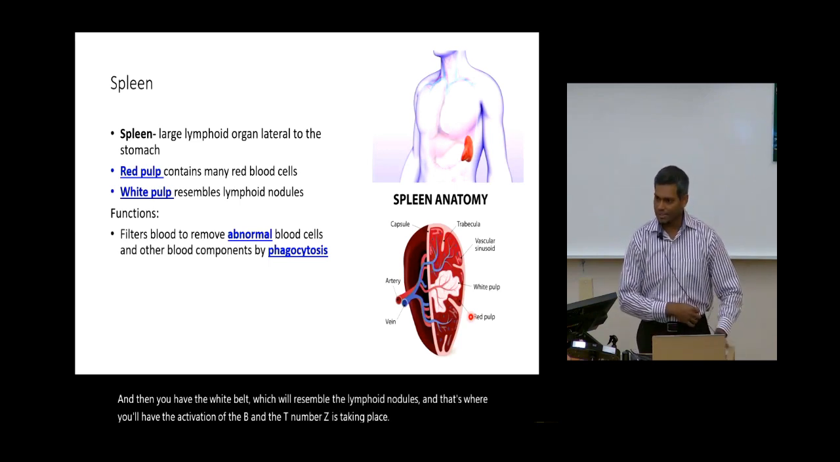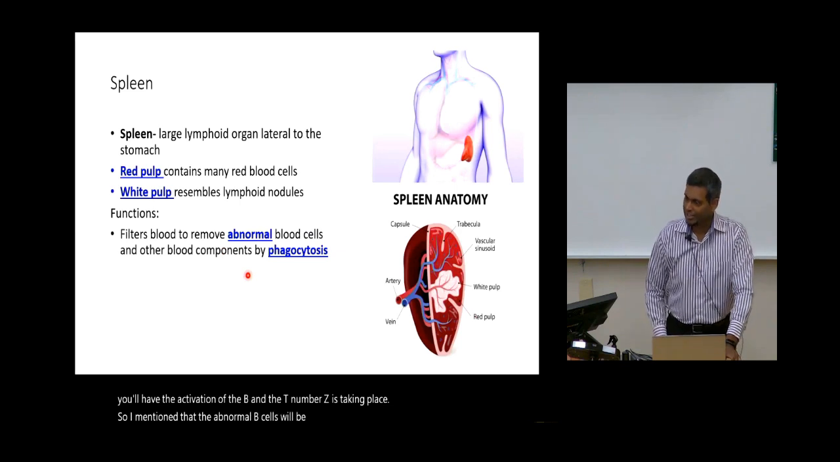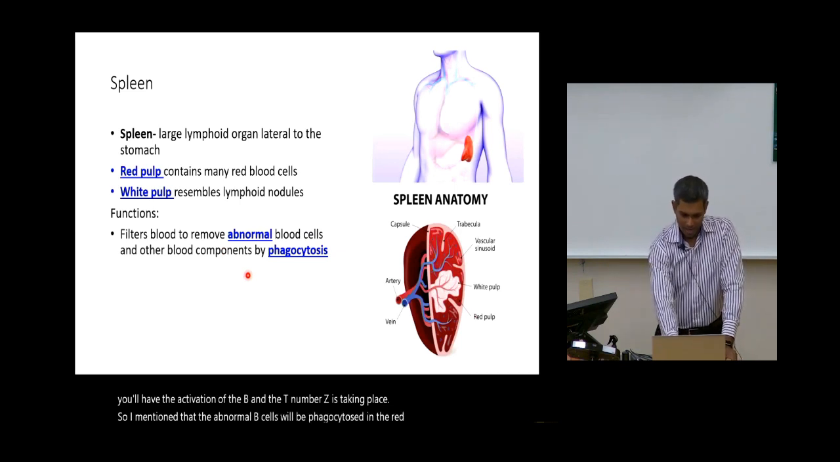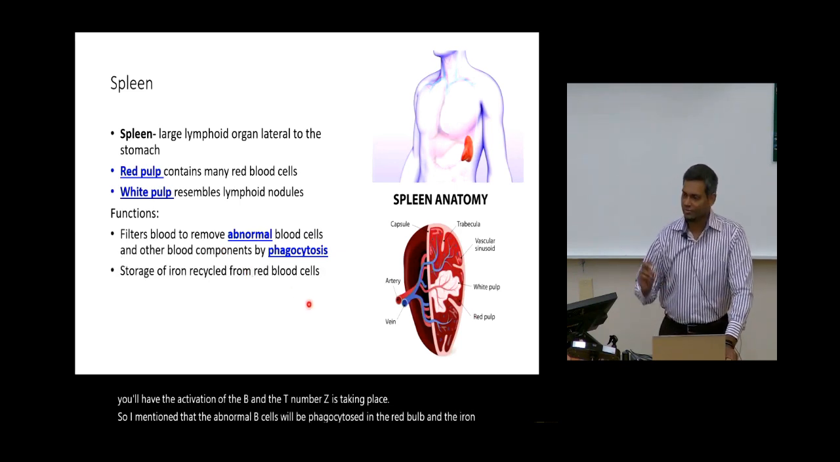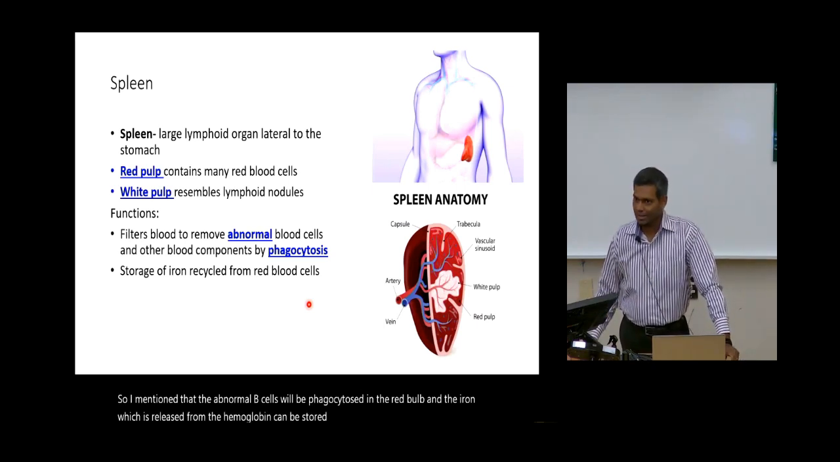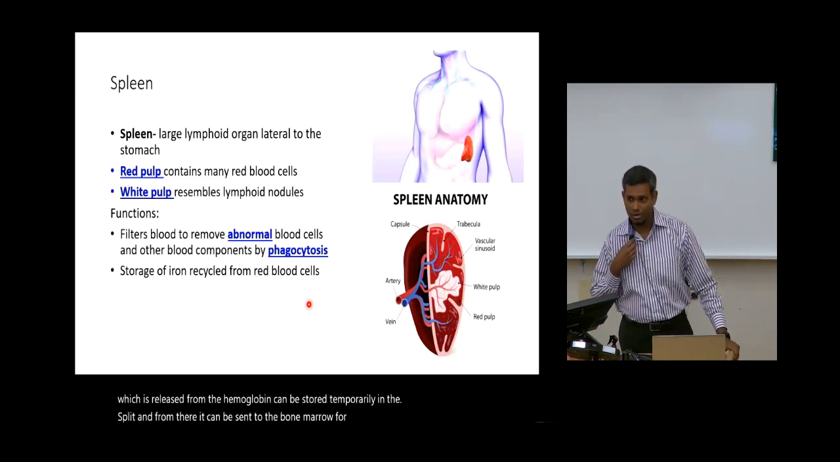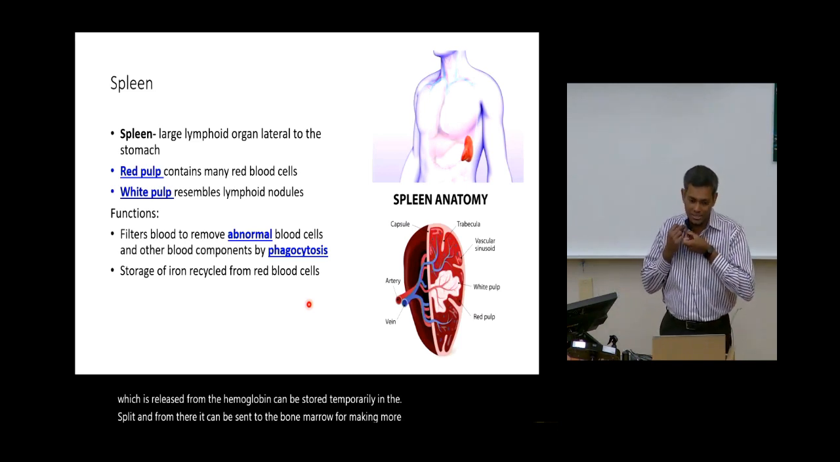So I mentioned that the abnormal red blood cells will be phagocytosed in the red pulp, and the iron which is released from the hemoglobin can be stored temporarily in the spleen, and from there it can be sent to the bone marrow for making more red blood cells.